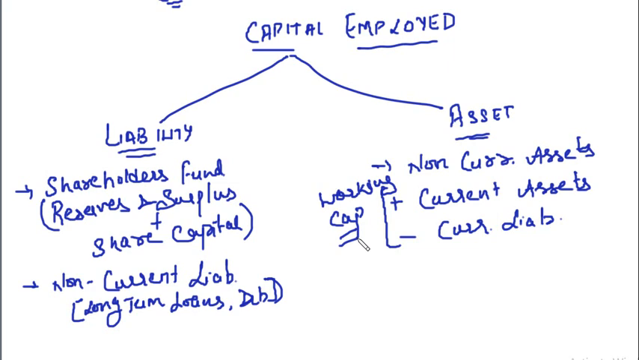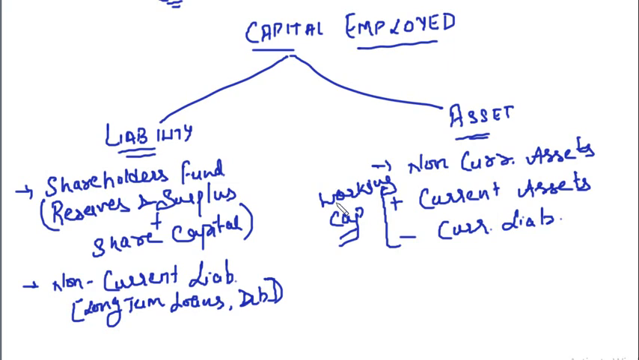Non-current assets, those long-term assets, right? Plus the working capital. That means the excess of current assets over current liabilities. Because that working capital will be invested in the business for future. Isn't it? The working capital will be invested in the business for future transactions. That's why we are considering working capital. Clear?